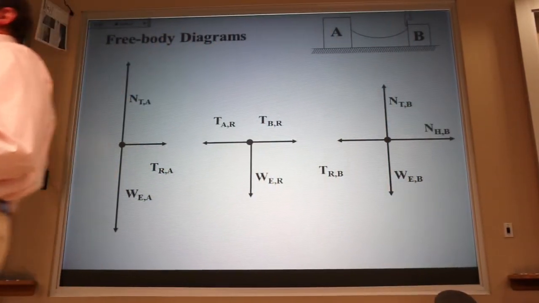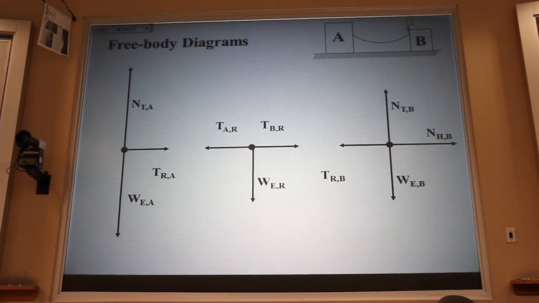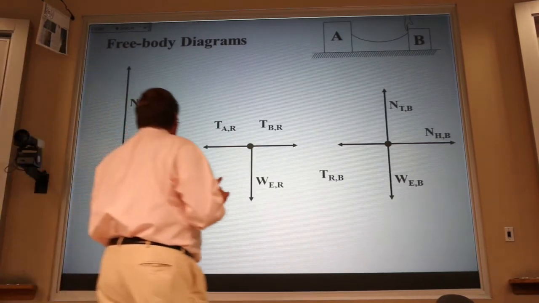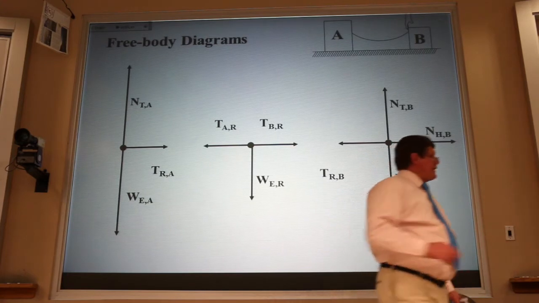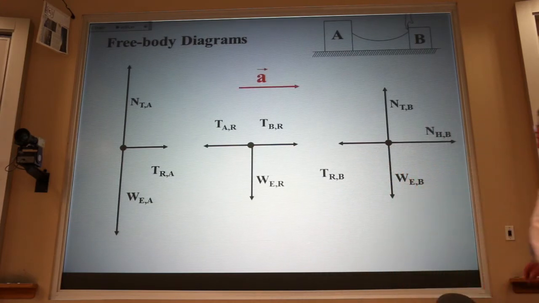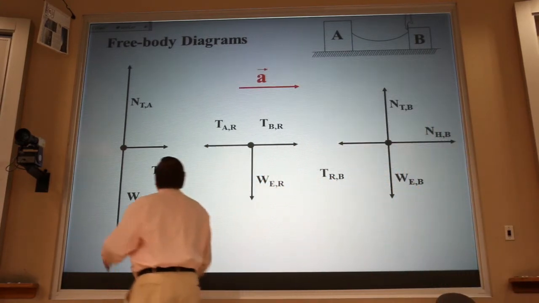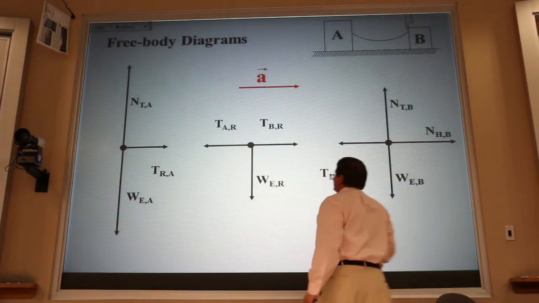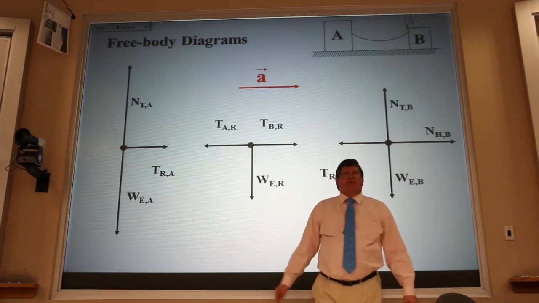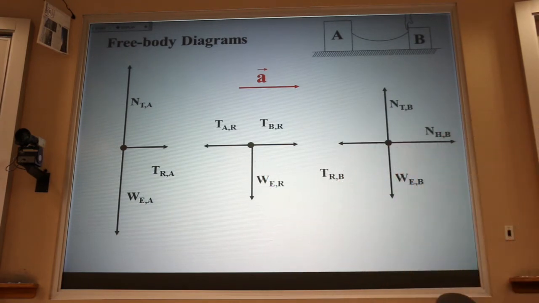Now, if your instructor was doing his or her job, they came up to you and they said, hey, what gives? You just told me a moment ago that everything had an acceleration to the right. Well, that screams to the right, and that screams to the right. That doesn't scream to the right. And so you fixed it. Watch carefully. Pow! That screams to the right.